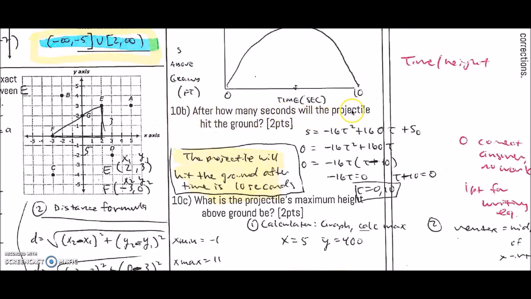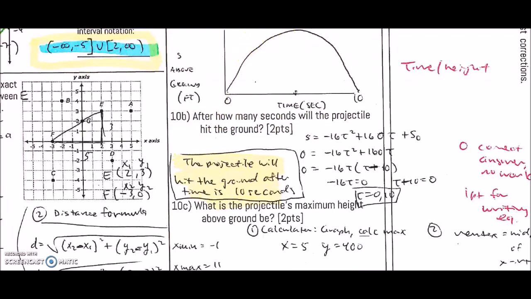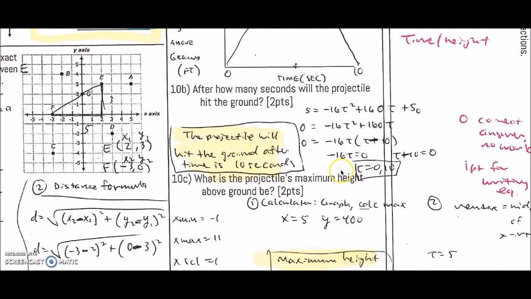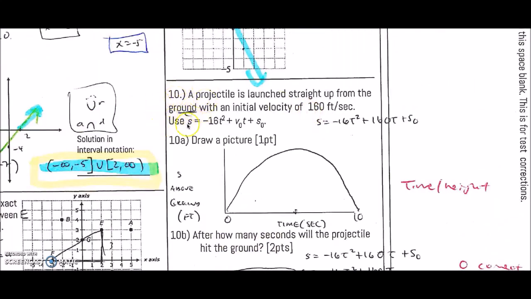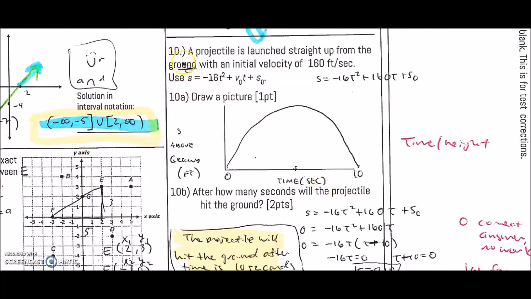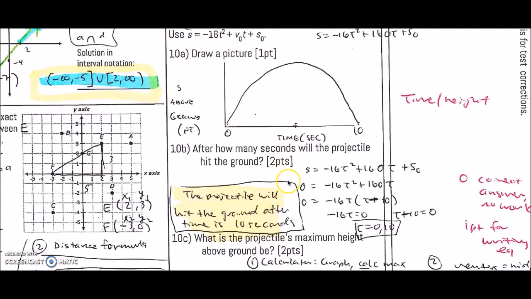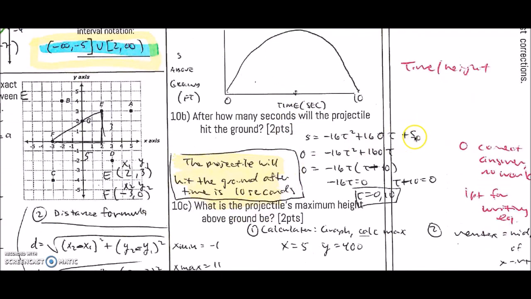10b, after how many seconds will the projectile hit the ground? So it's launched, and then it's eventually going to land. Where it lands is how much time has passed. What you could have done there is first recognize that it's launched at ground level. So that means your initial feet above ground is actually 0, so I don't need to write 0.